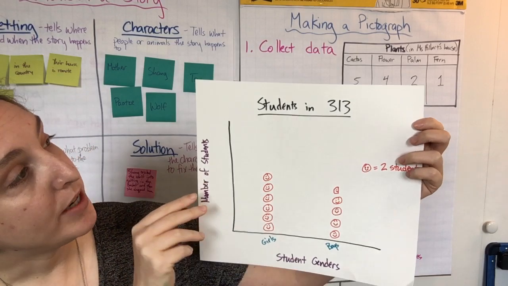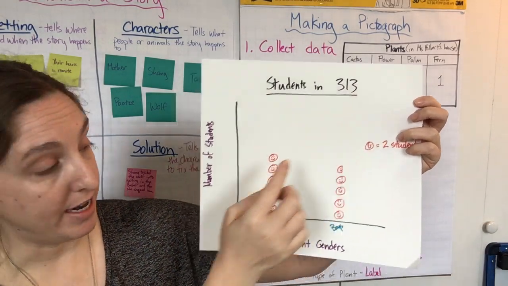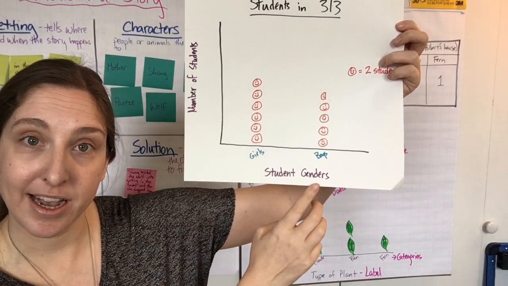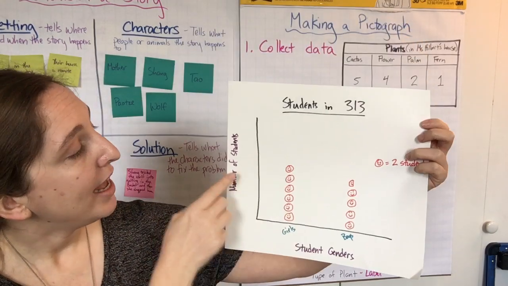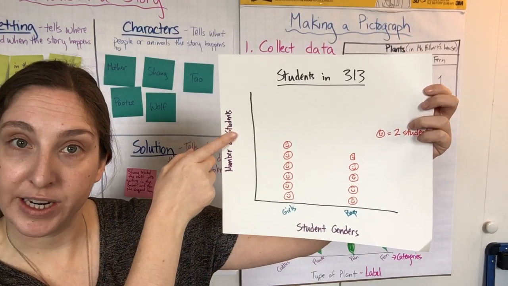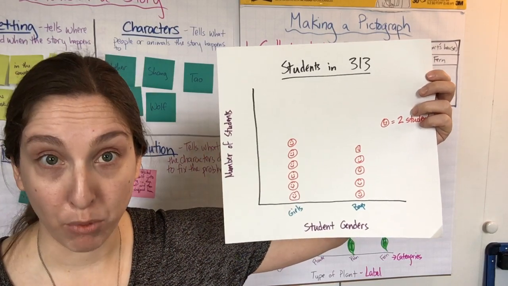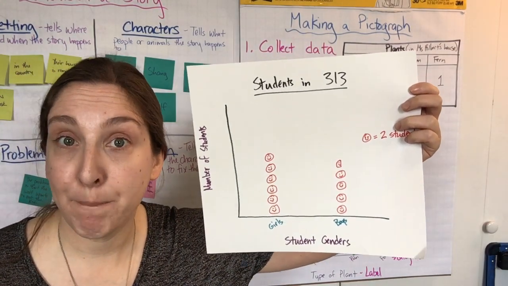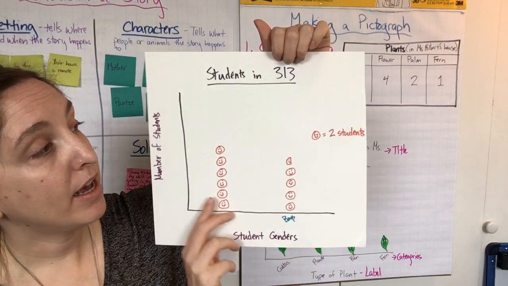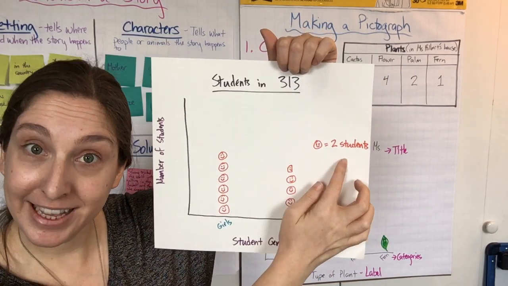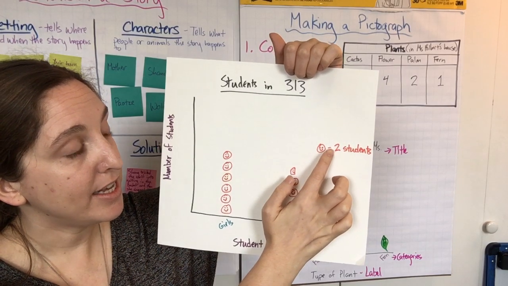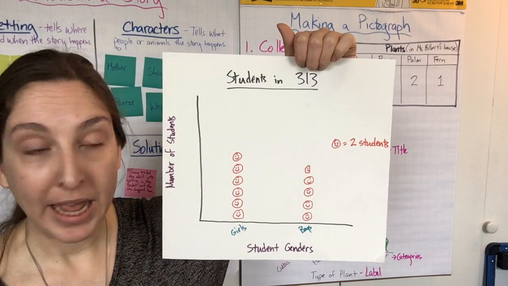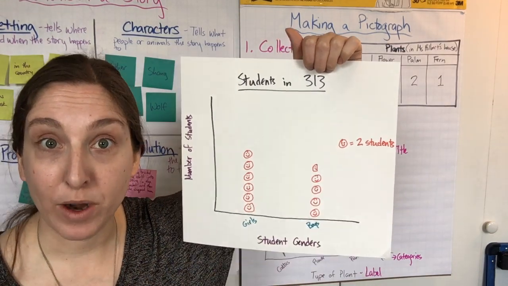I still included my title, students in 313. I included my labels. So down here it says student genders because that's the kind of categories I'm going to have in this graph. And then on this side it says number of students. Now if I want to tell how many boys or girls there are in the class, I just count the smiley face, but I'm counting by 2s. I know that because over here I have this piece of information. 1 smiley face equals 2 students. That's called a scale, and it tells you what each picture represents.